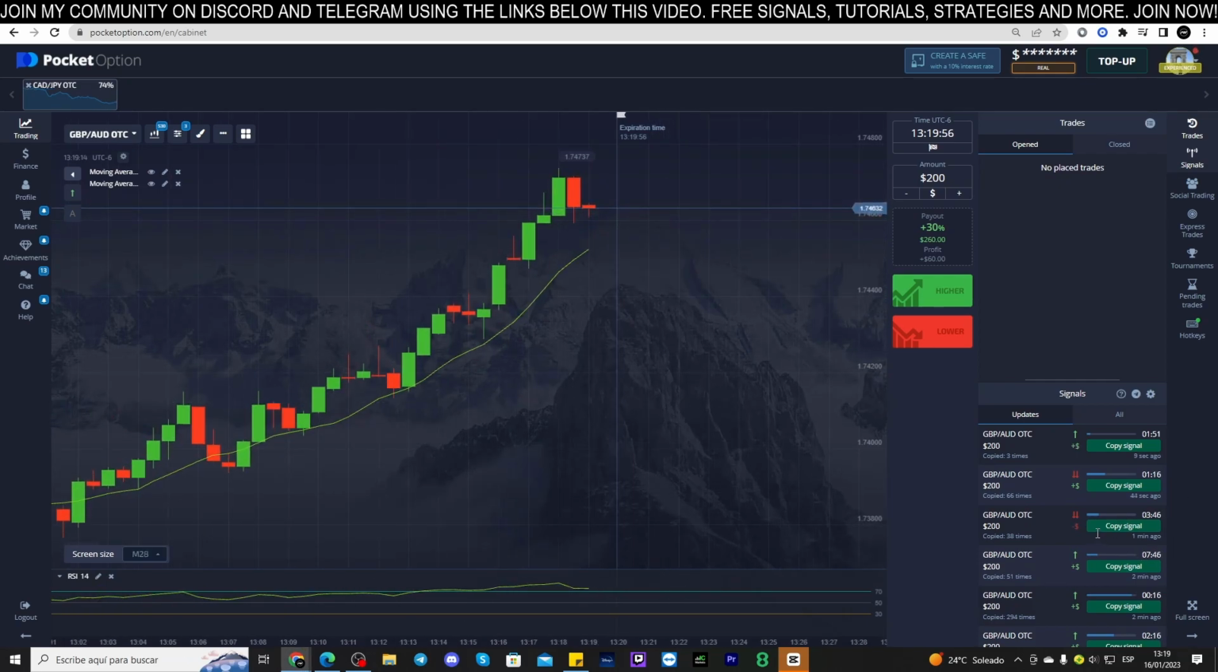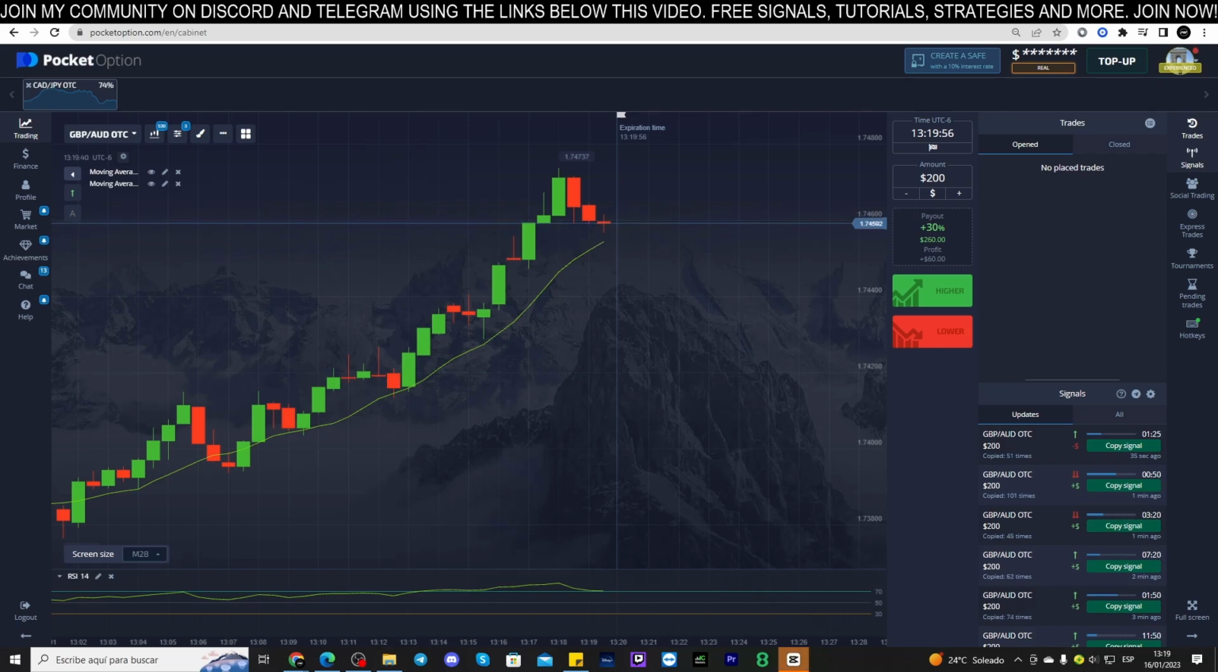An RSI above 70 is considered overbought, while an RSI below 30 is considered oversold. This means that if the RSI is high, the price is likely to correct downward, and if the RSI is low, the price is likely to rise. However, it is important to note that the RSI is not an accurate indicator and should not be used as a sole buy or sell indicator. It is best used in conjunction with other technical indicators and fundamental analysis.